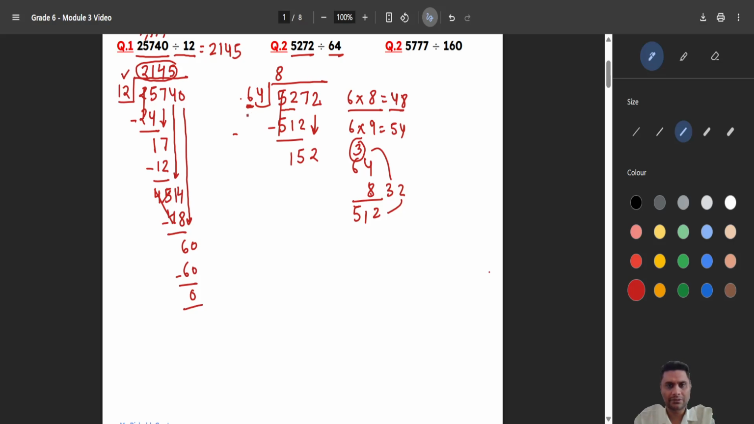Okay, now I brought the 2 down. Yes. Now 6 times 2 is 12, correct? 6 times 2 is 12, which is close to 15, correct? So I will try 64 times 2. 64 times 2 will give you 4 times 2, 8. 6 times 2, 12, correct? So 64 times 2 gives me 128.